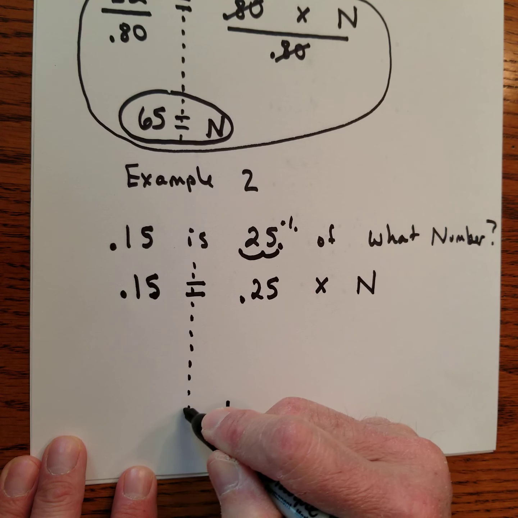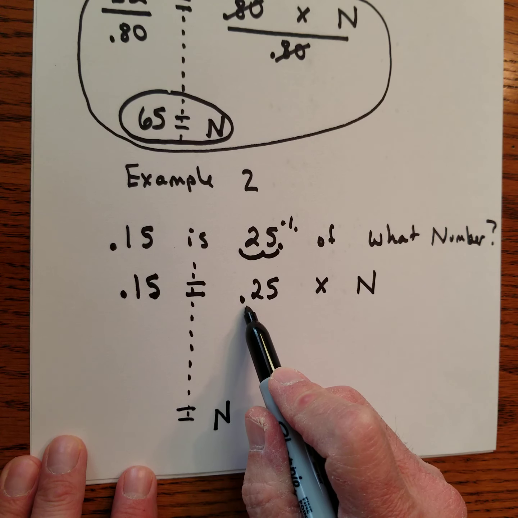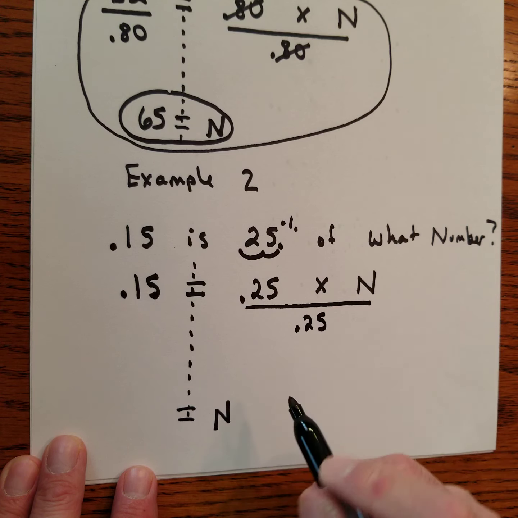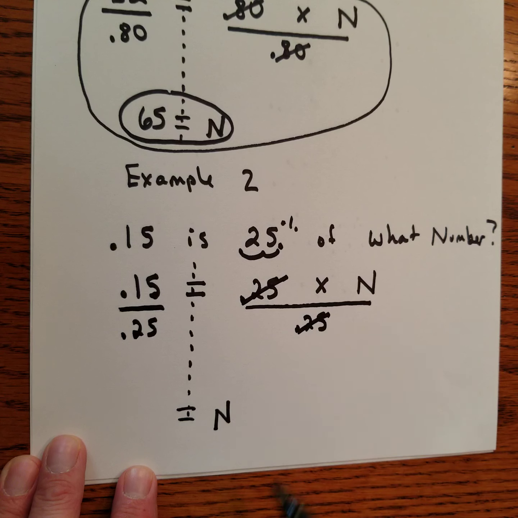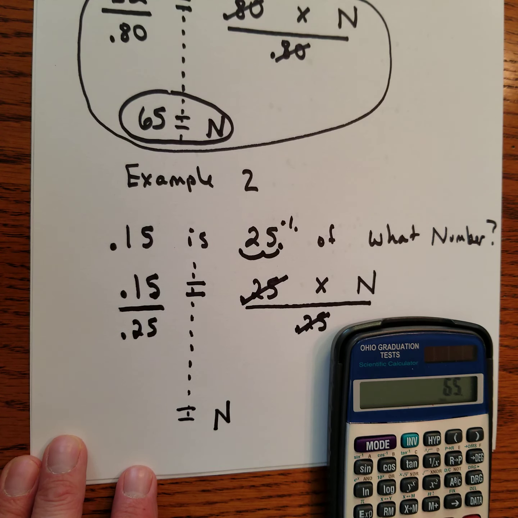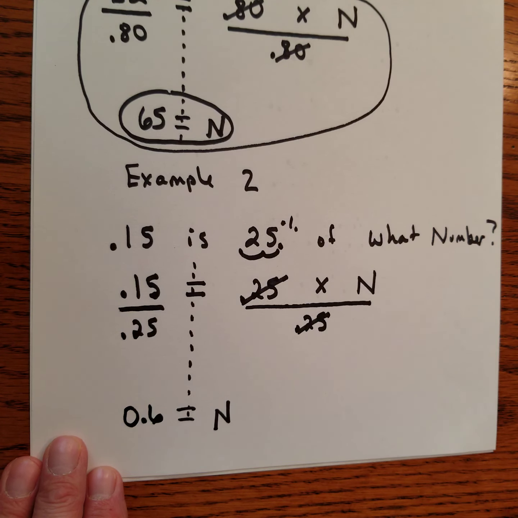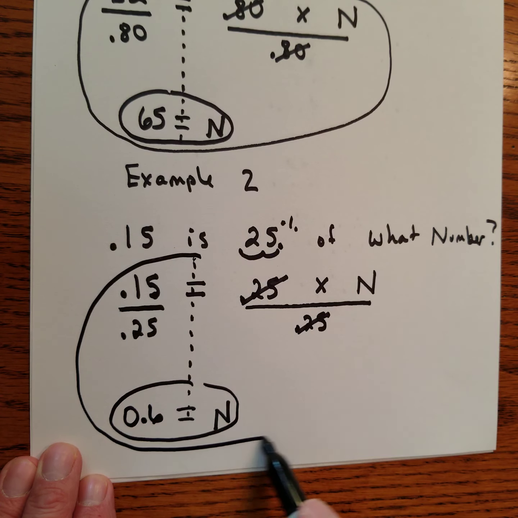Now let's solve that equation. We must get n by itself. To get n by itself, we'll have to use the inverse of multiplication, which is division. To do this division, make sure that you type the 0.15 in first. We'll go 0.15 divided by 0.25 is 0.6. Here's my final answer. Here's the way I want you to show the work.